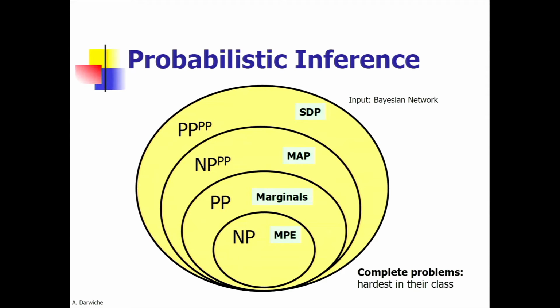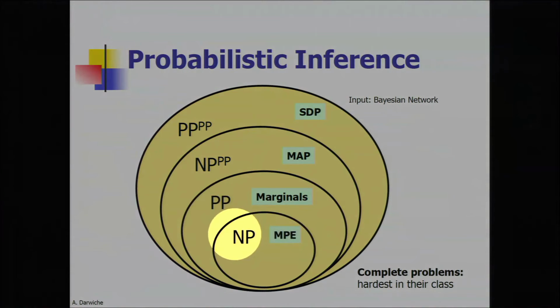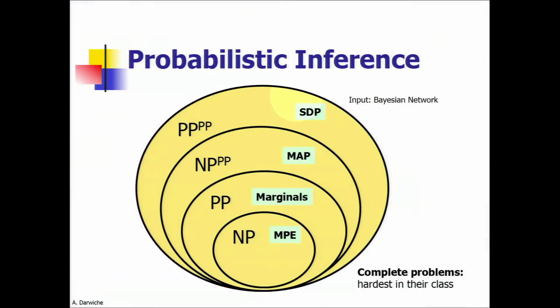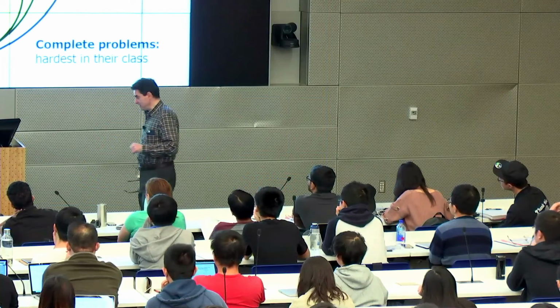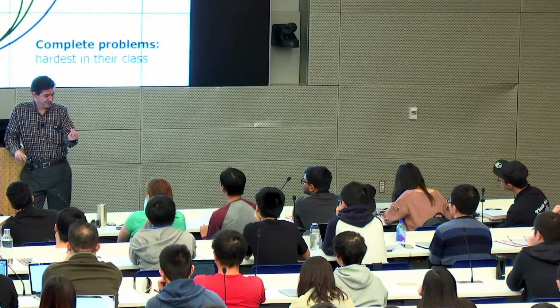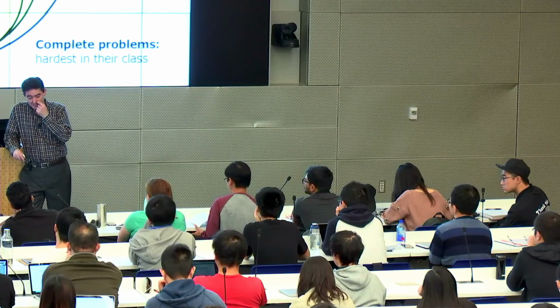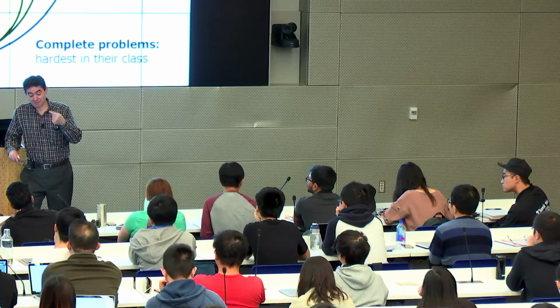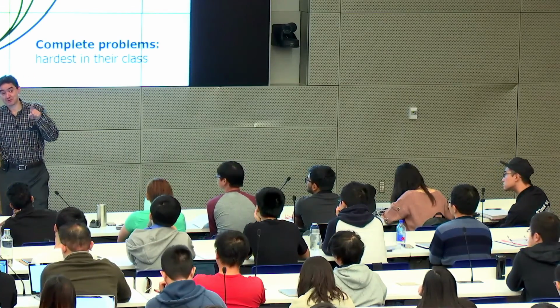So MPE happens to be complete for this. It's basically the hardest problem in this class. Marginals, hardest in that, and so on. And as you're going up, things are getting complicated. So all we know from this is relative difficulty, right? This is the easiest, the one up there is the hardest. What is missing from this picture is the intuition behind these classes, right? What's going on? Now, here's how we're going to break into the intuition here. It will allow us to do this and also serve another purpose.